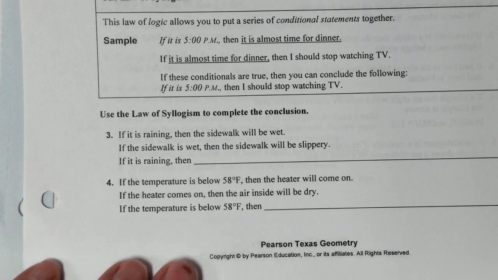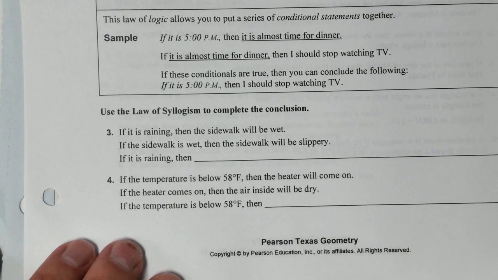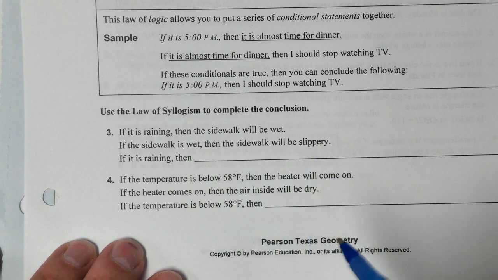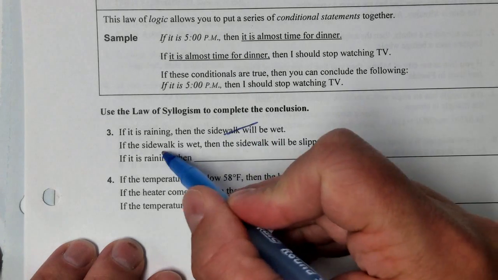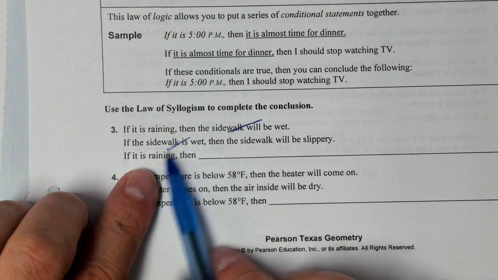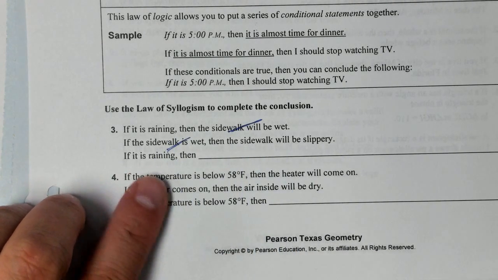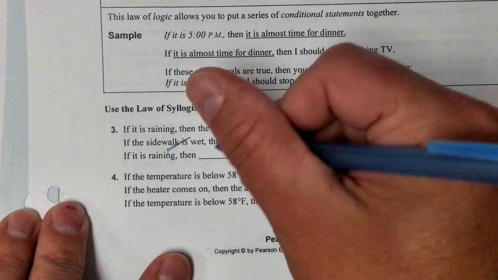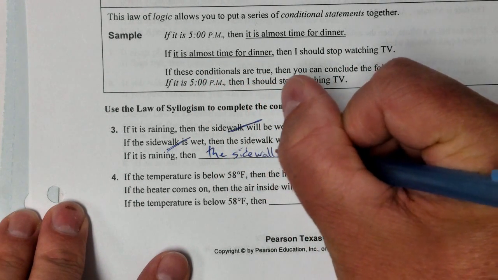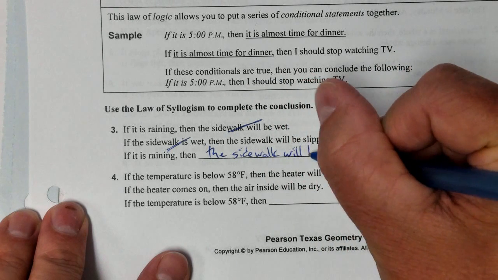Okay, so if it's raining, then the sidewalk will be wet. If the sidewalk is wet, then the sidewalk will be slippery. So the back of this one matches the front of this one, and so they have, if it's raining, then you put, then the sidewalk will be slippery. The sidewalk will be slippery.